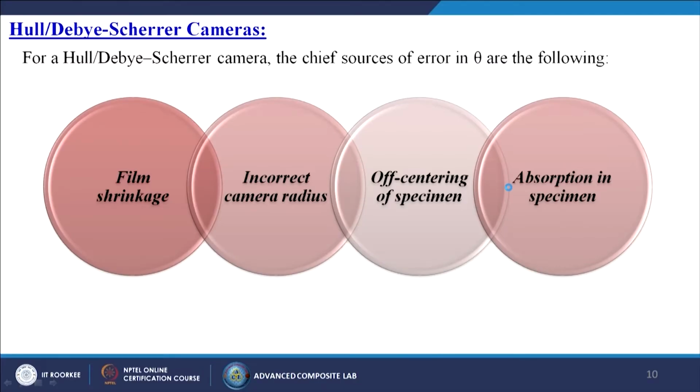So, when we are talking about the Debye-Scherrer cameras, for a Debye-Scherrer camera the chief sources of error in theta are the following: film shrinkage, incorrect camera radius, off-centering of the specimen, and absorption in the specimen itself. First, we are going to discuss the film shrinkage and radius error. Generally it is caused by processing and drying of the photographic film, due to the temperature itself.